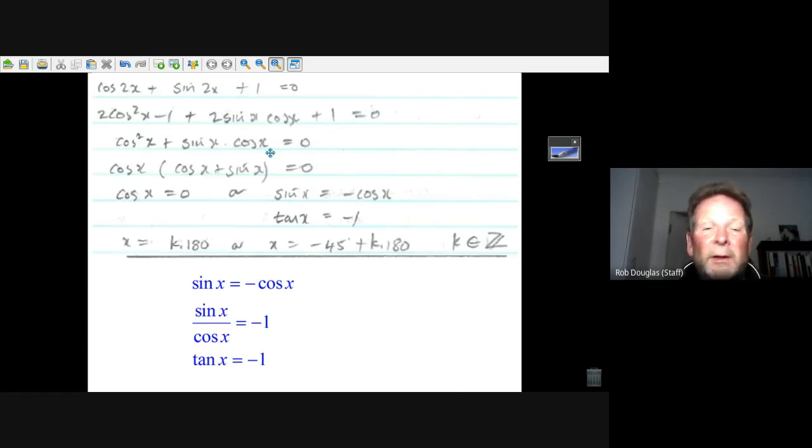Now, so much of this stuff is just factoring. So if we factor out cos x, cos x times cos x gives me cos squared x, and cos x times sine x gives me sine x cos x. Now you might be thinking, okay, now the deal is if cos x equals 0, this whole thing will be true. So that's part of your solution. That's part of your solution is to go with cos x equals 0.